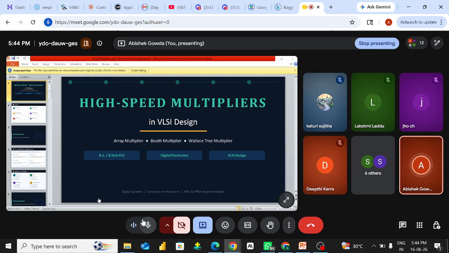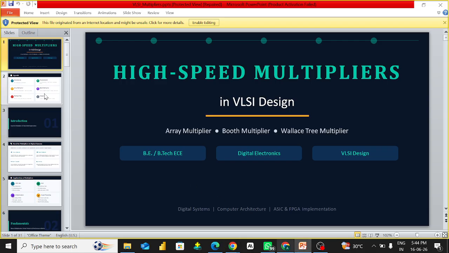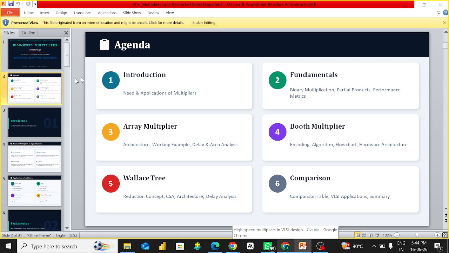So these are the things we are going to learn inside this session, jumping to the multipliers.